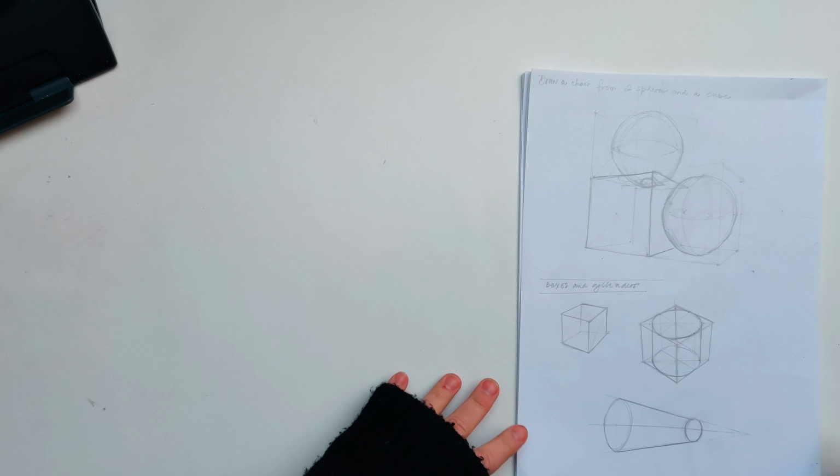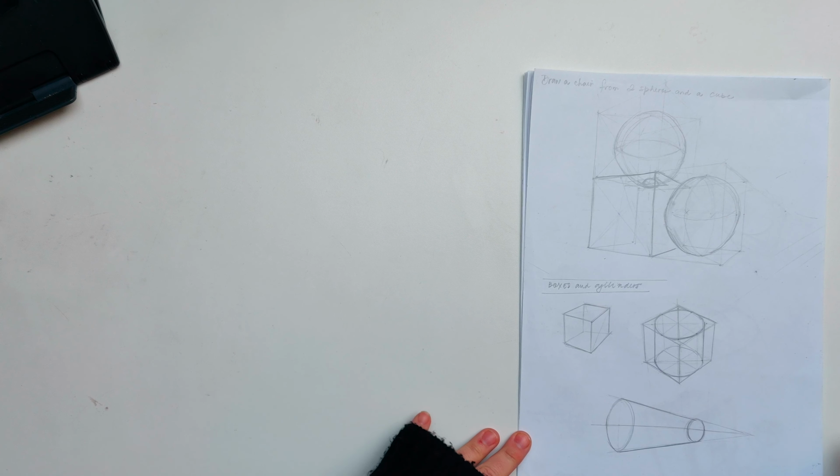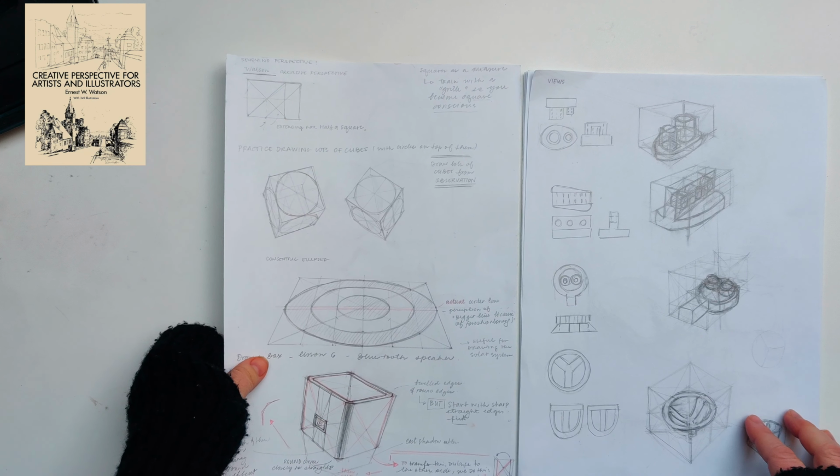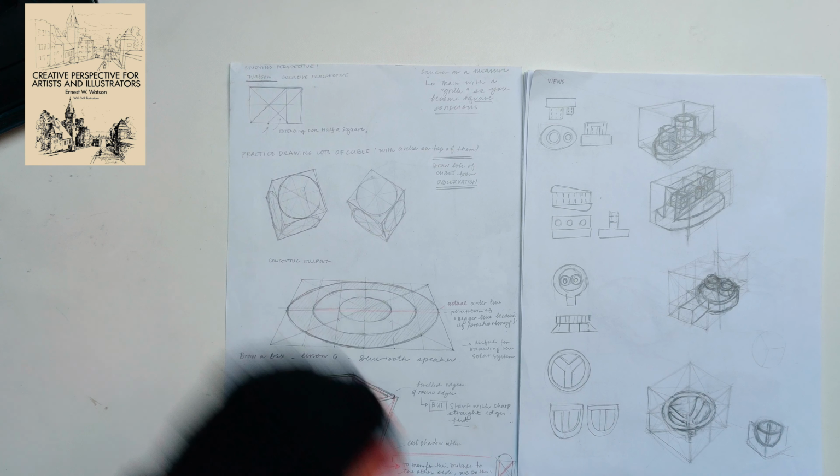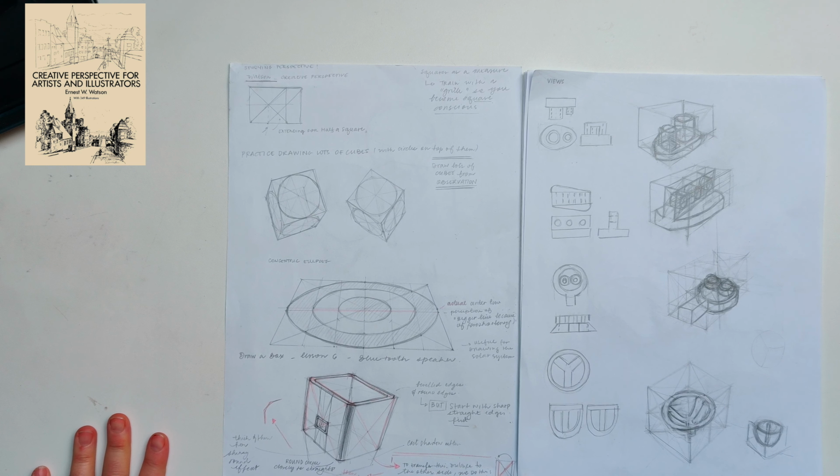This was the final week of Perspective 2. I continued working with some boxes and shapes, and I also started reading Creative Perspective by Ernest Watson. And I took some notes and copied some drawings.